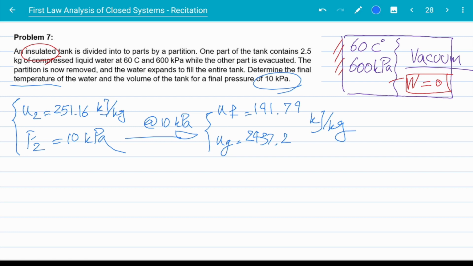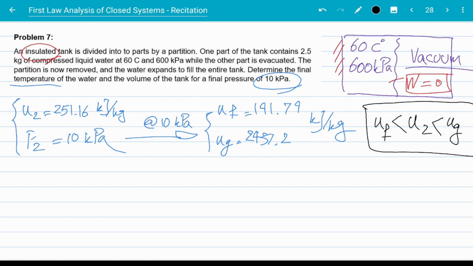Now, if we compare our U to these two extremes, we get that U2 is larger than UF and smaller than UG. This means that we are dealing with a saturated mixture.